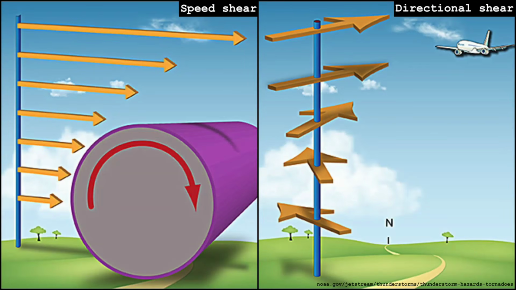So speed shear and directional shear both are important. To have both in an environment is optimal. You can have one and not the other and still have severe storms, but optimally, we're looking for wind shear in the form of speed shear and directional shear in the environment.